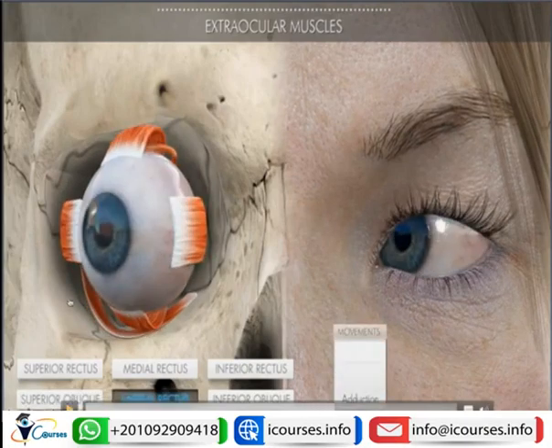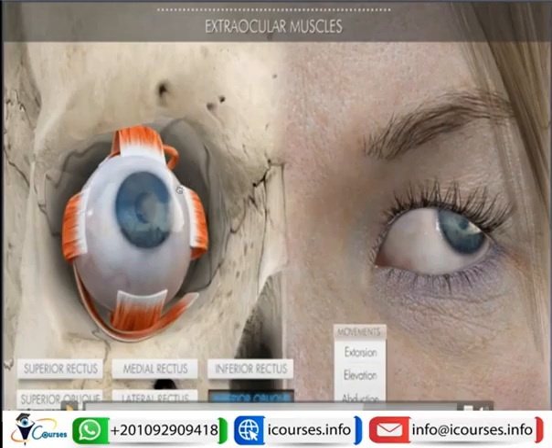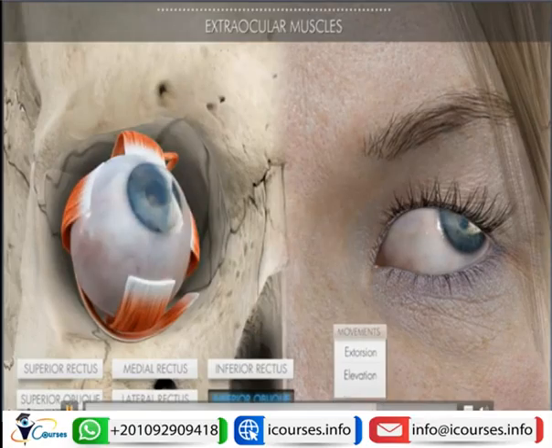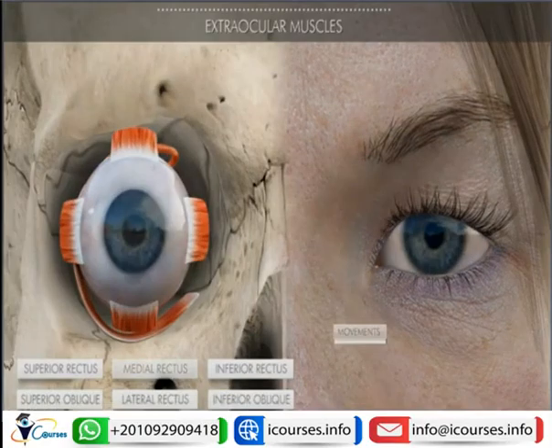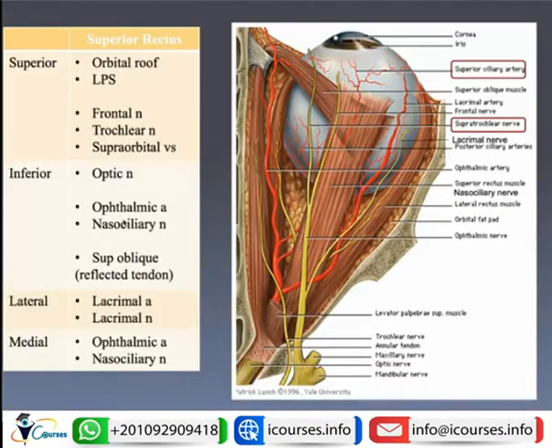The lateral rectus will cause just abduction. This is wrong. It's not adduction. This is abduction. And finally, the inferior oblique will cause elevation and extorsion and abduction. So this is the anatomy of the movement of the extraocular muscles.